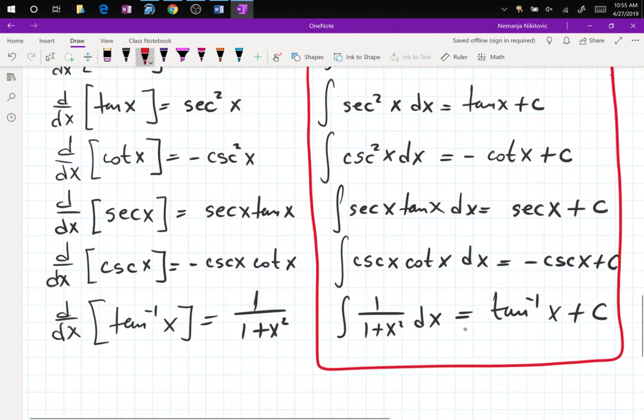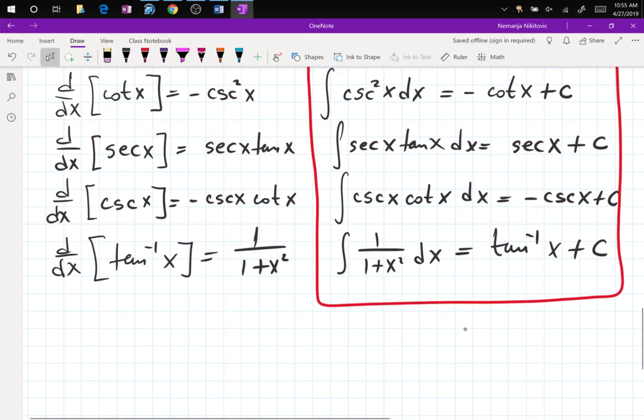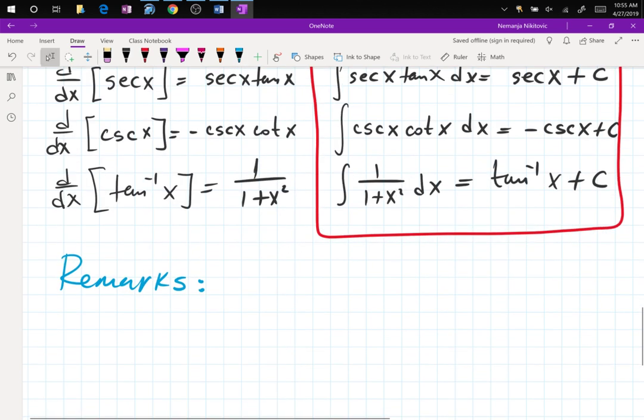Right. So I need to put a few remarks before we go on and do problems. Remarks. Always wanted to put that word. There you go. I used it.